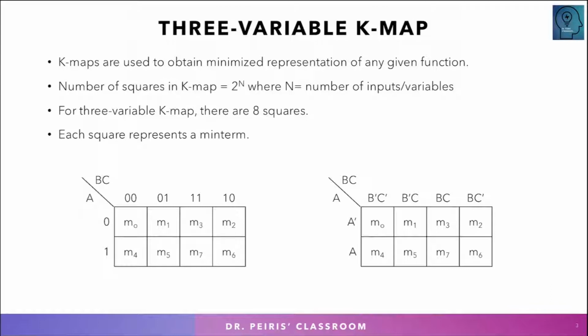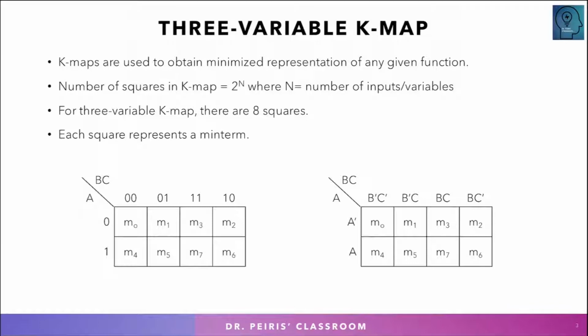And how do we know the number of squares in a K-map? The number of squares in a K-map depends on the number of inputs, which is given by 2 raised to the n, where n represents the number of inputs. So for a 3-variable K-map, we have 3 inputs, which means the number of squares is 2 raised to the third power, equal to 8 squares, and each square represents a minterm.